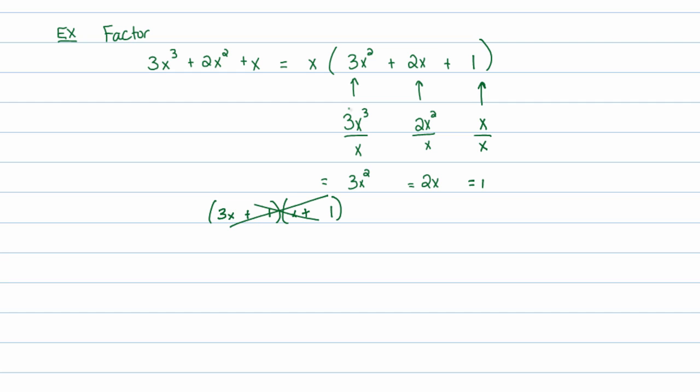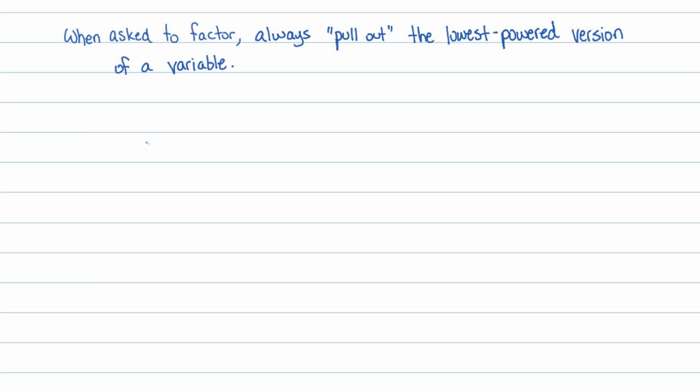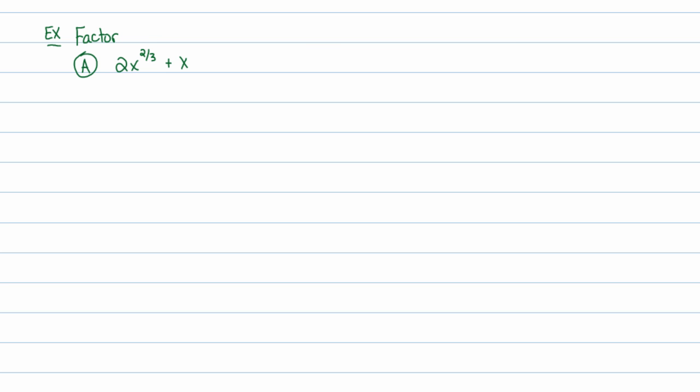Well, the idea of factoring polynomials and factoring expressions is pretty much the same. You factor out common factors, or better yet, a rule of thumb, and maybe I'll create a new page for this. When asked to factor, always pull out the lowest powered version of a variable. Now, I was going to say pull out the lowest powered version of all common variables. But the fact is, sometimes you will pull out a lowest powered version of a variable even if one of the terms doesn't have that variable. So maybe I'll have an example like that in this example set, but for now, in the example we're being asked to factor here, both of the terms have x's.